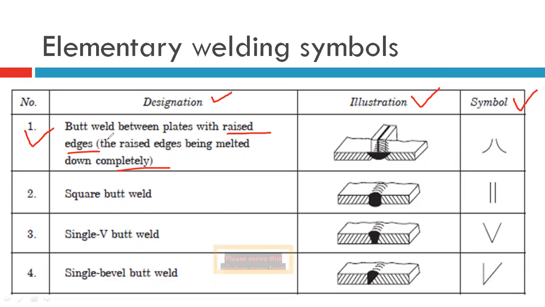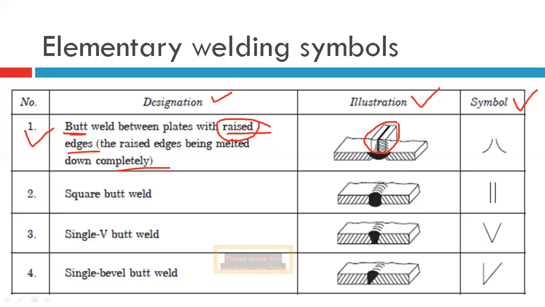What is given? The butt weld. Butt means what? The two plates in front of each other. And to increase their strength, the raised edge is given. The illustration, the figure, will show that this is your raised edge. This is the slightly raised portion. Why is it given? To hold the material, it gets melted here itself.